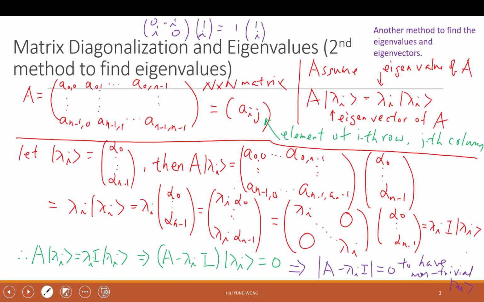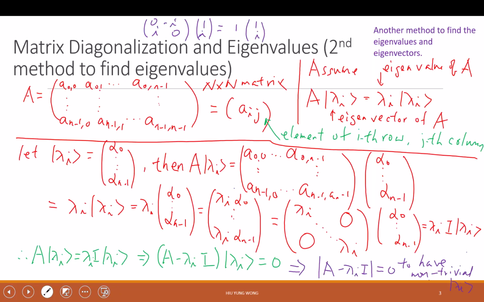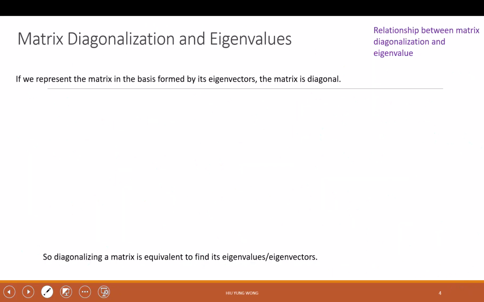No. A Hermitian matrix just requires that its adjoint equals itself, right? For example, this is Hermitian, so you see that it can have complex elements. But its eigenvalues are going to be real. Okay, so there is one thing. And the second thing I want to mention is: what if we represent the matrix in the basis formed by its eigenvectors?